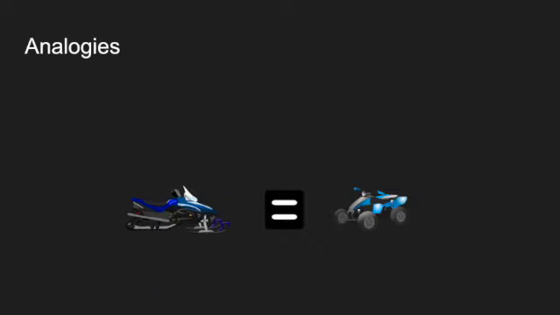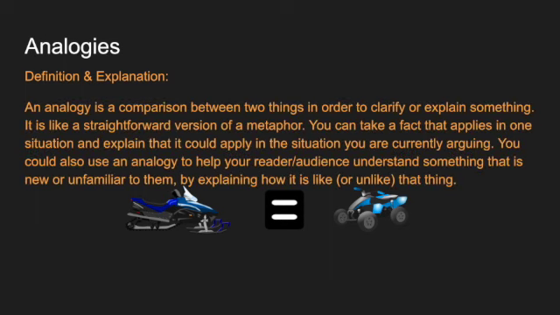The next type of evidence we'll explore is the analogy. An analogy is a comparison between 2 things in order to clarify or explain something. It's like a straightforward version of a metaphor. You can take a fact that applies in one situation and explain that it could apply in the situation you are currently arguing. You could also use an analogy to help your reader or audience understand something that is new or unfamiliar to them by explaining how it is like or unlike that thing.